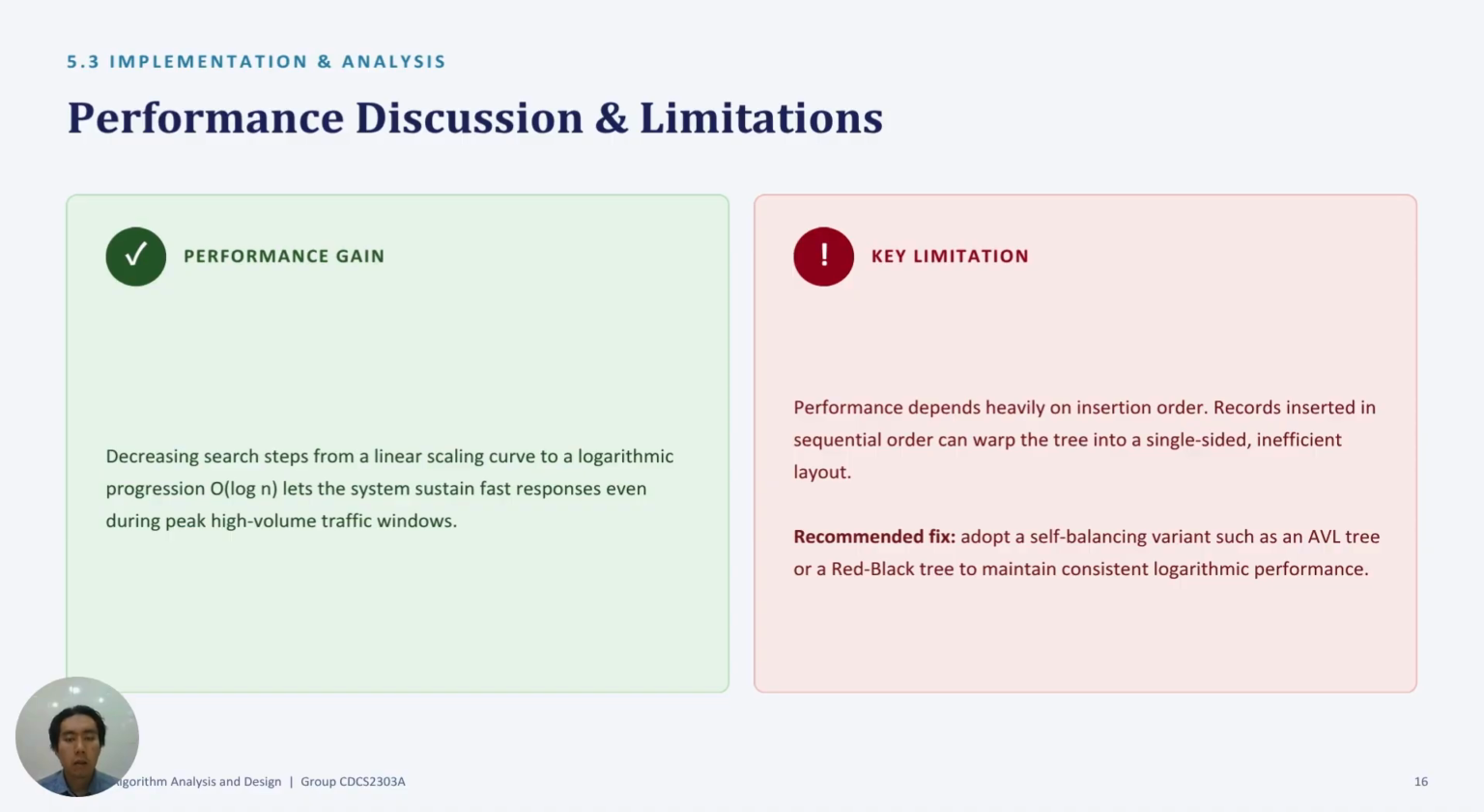And for the limitation, this system depends heavily on the insertion order, where records inserted in sequential order can warp the tree into a single-sided, inefficient layout. And for the recommendation, it will adopt a self-balancing variant such as AVL.